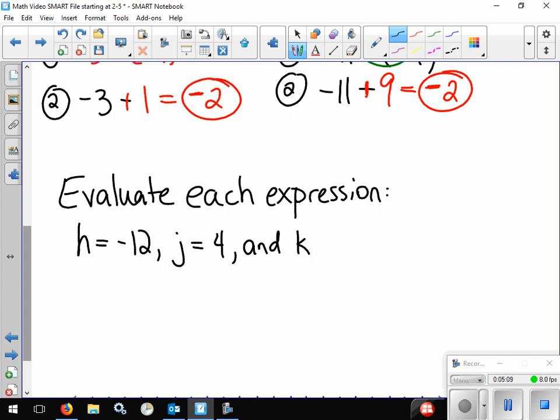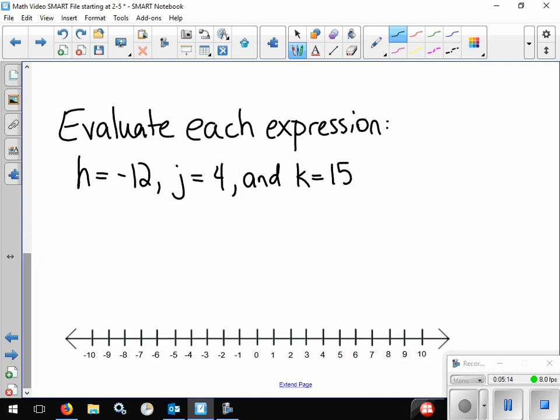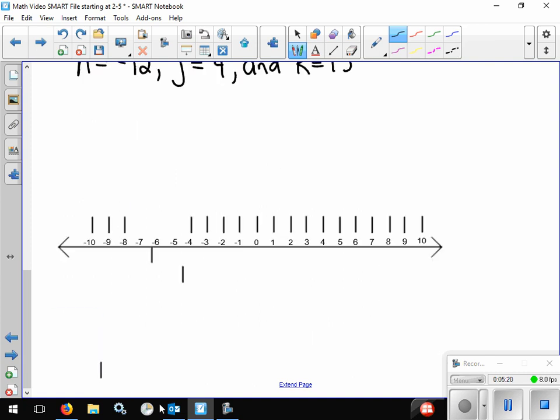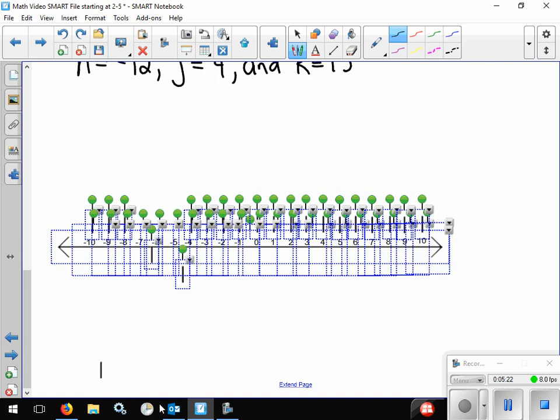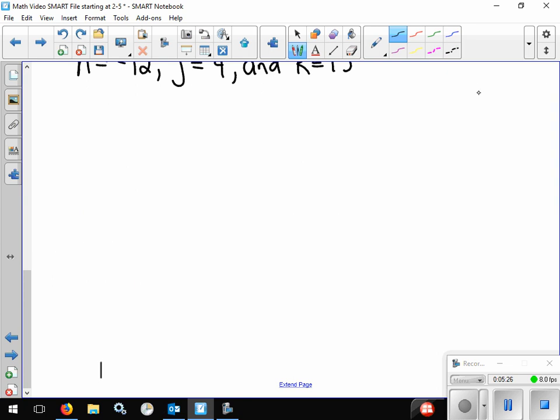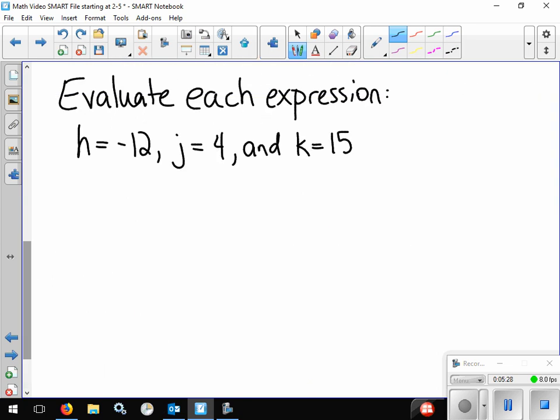k equals 15. Okay, so now, I don't really need that number line. But it's weird that it's all separate. I've never seen that before. Okay, sorry, hold on one second. I don't know why that's doing that. We're going to get rid of it. Okay, sorry. All right, so let's evaluate some expressions here.